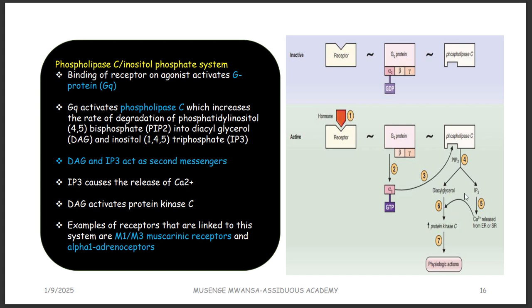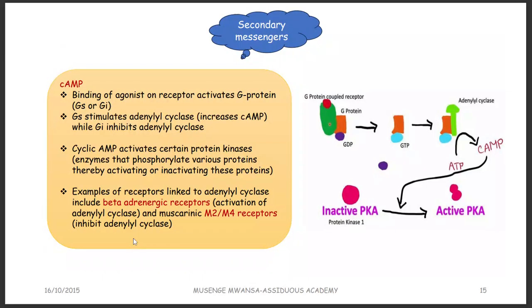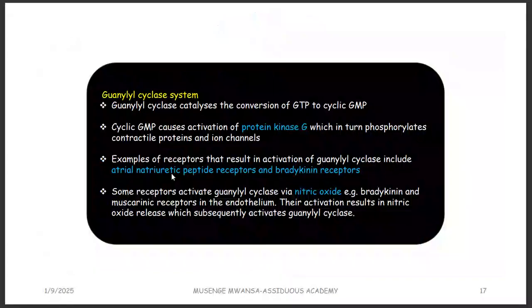And then this IP3 and the diacylglycerol can now increase calcium. The calcium can furthermore also activate protein kinase C, and that is going to lead to a physiological action. Drugs that work via these mechanisms include also the muscarinic drugs, specifically M1 and M3. Those which are working via cAMP for the muscarinic are M2 and M4, but not too much to worry about.